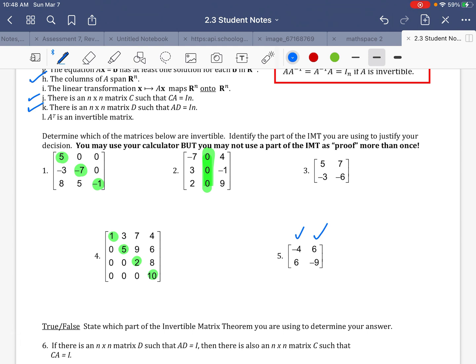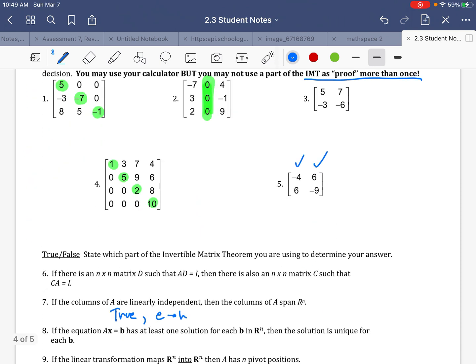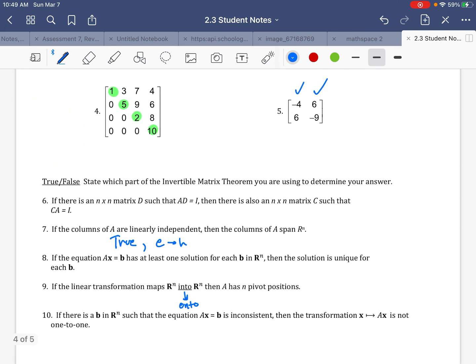I said here that you cannot use a part of the invertible matrix theorem as proof more than once, but I don't mind. I just didn't want you to use the same one over and over. Like, oh, I'm just going to row reduce it in my calculator and, oh, they all fail, basically using this fact right here. So don't just use the same reason for every problem. If you wanted to get the front done, you could give yourself a little head start.